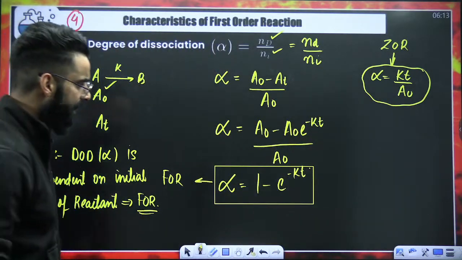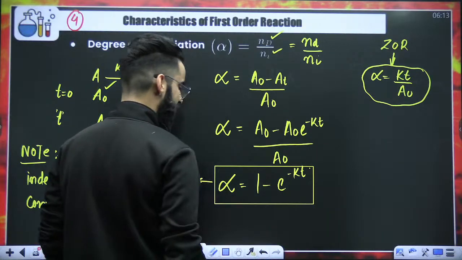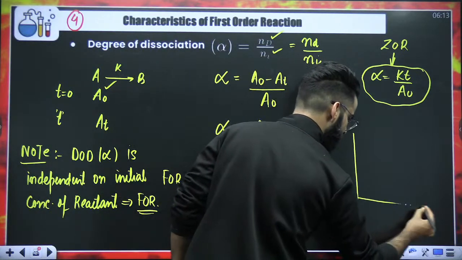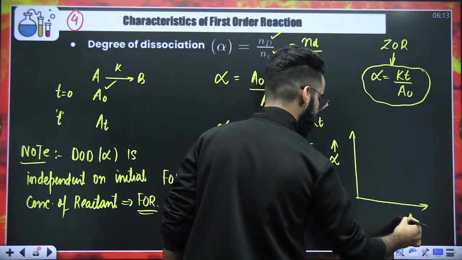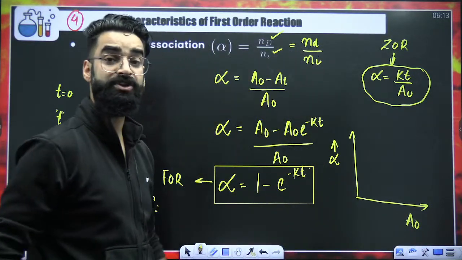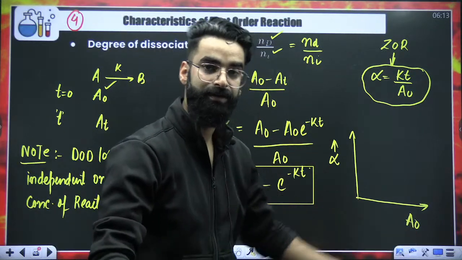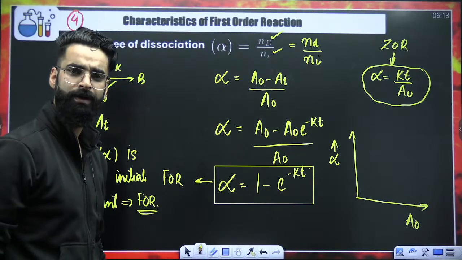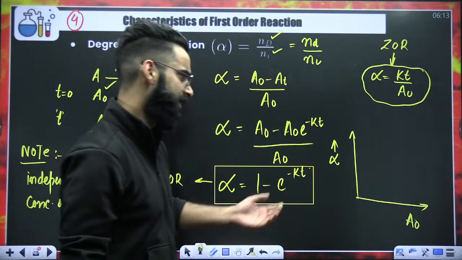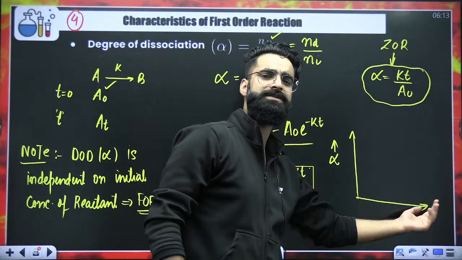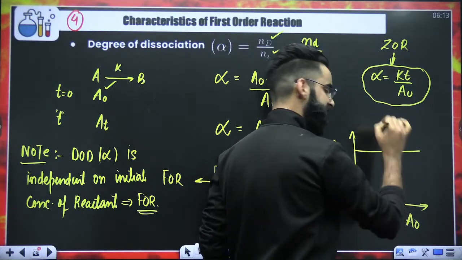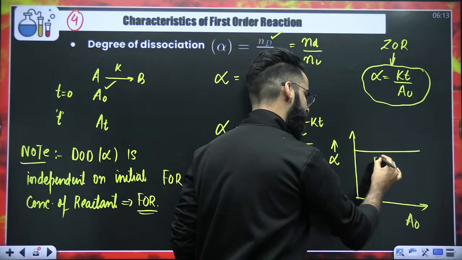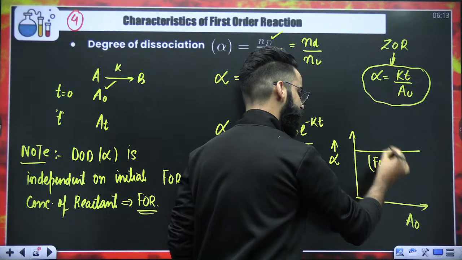Perfect. Now, again, one more thing. If I want you to plot a graph between alpha versus A naught, in case of zero order reaction, it was a rectangular hyperbola. But here, what will be the nature of the curve? I told you in case of first order reactions, if you increase or decrease the concentration of reactant, nothing happens to the value of alpha. The value of alpha will remain the same. This particular graph is valid for the first order reaction.